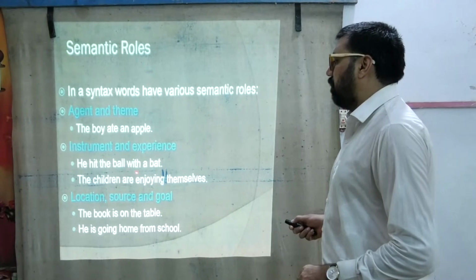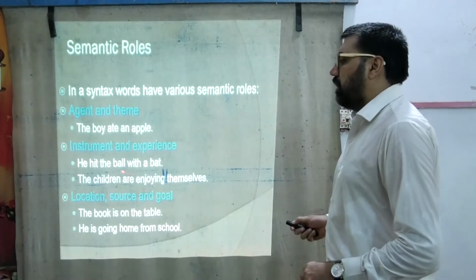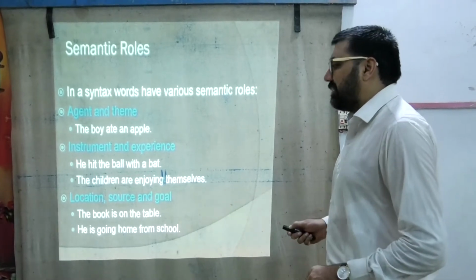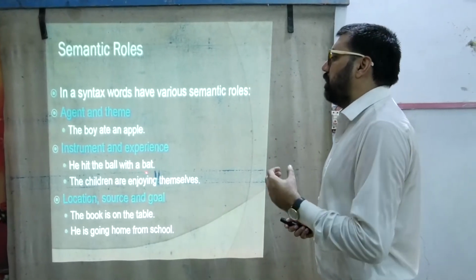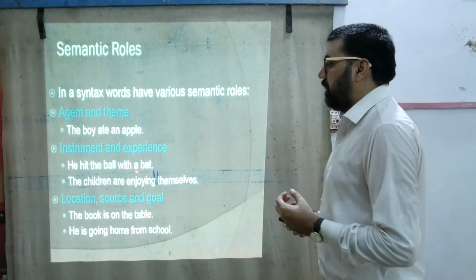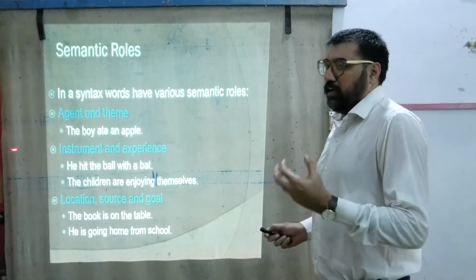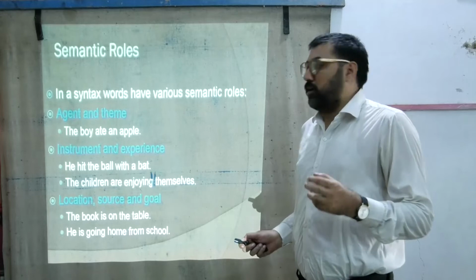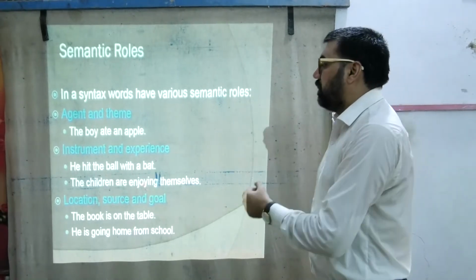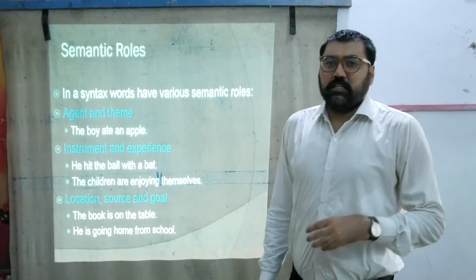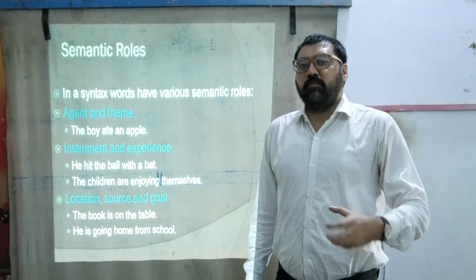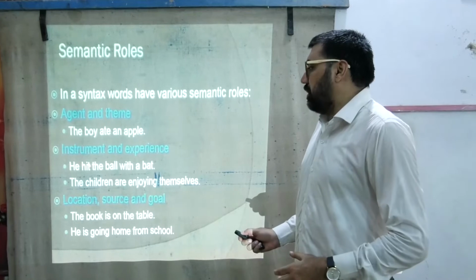He hit the ball with a bat. It means, how did he hit the ball? He hit the ball with a bat. Then he used the instrument of a bat. Here, a bat is an instrument. What is the meaning of instrument? Instrument means that the thing through which the action is performed is called the instrument.